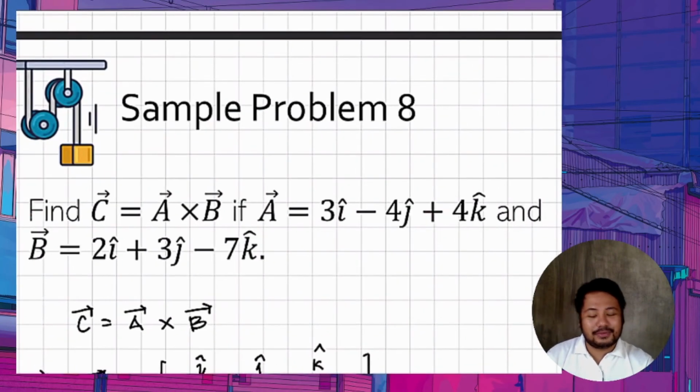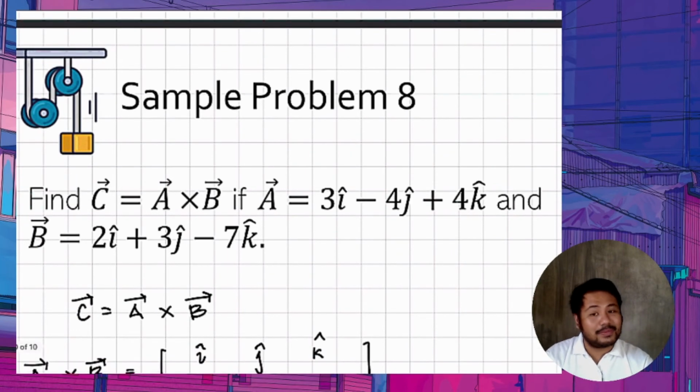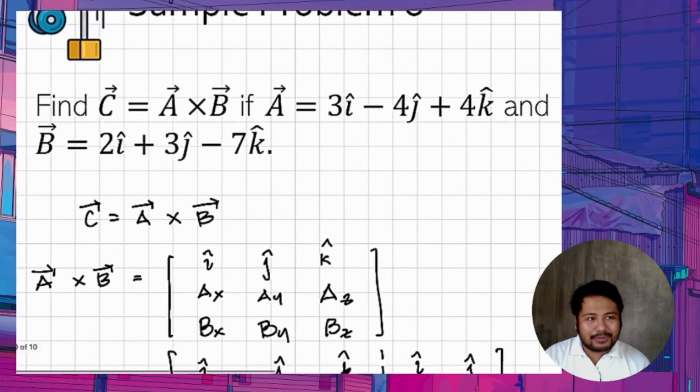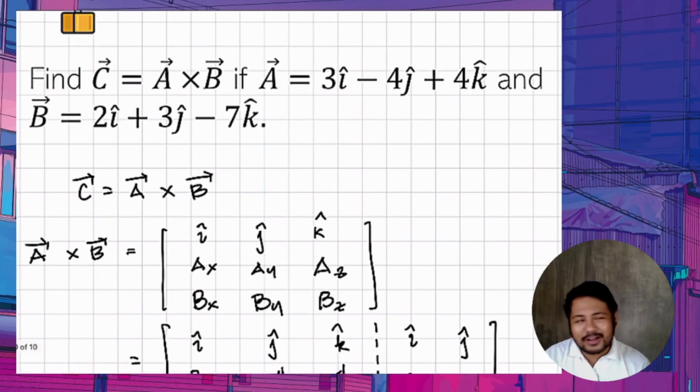We now go to the last problem, sample problem A. Find C that is just equal to A cross B if A is equal to 3i hat minus 4j hat plus 4k hat, and B is equal to 2i hat plus 3j hat minus 7k hat. It's kind of easy because we already know this. Vector C is A cross B, and I don't want to use the memorization of the formula. I will easily use the matrix.